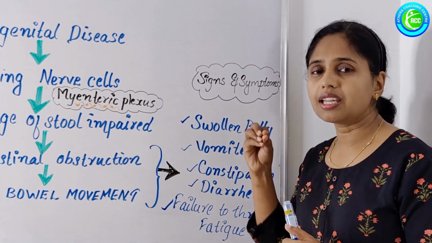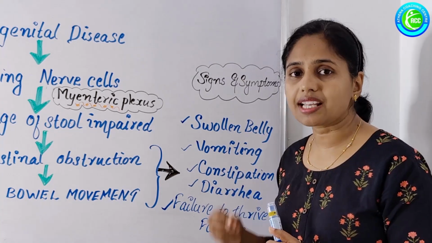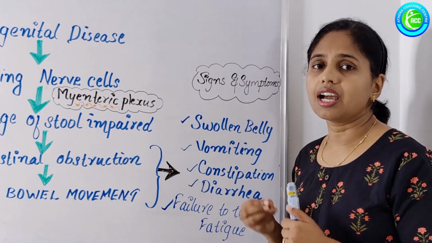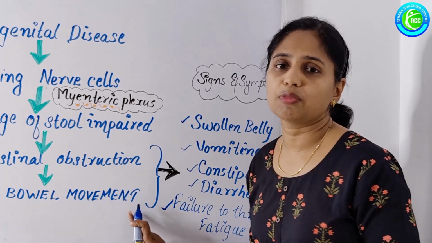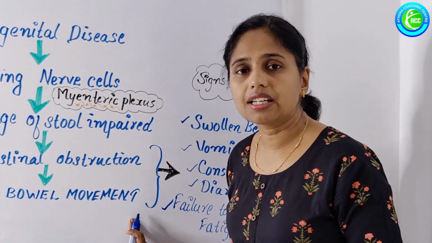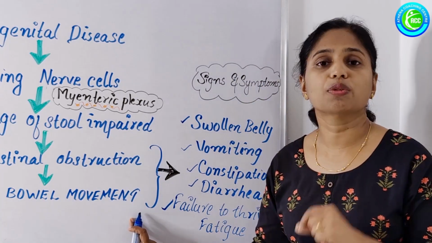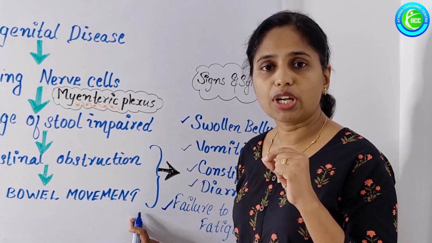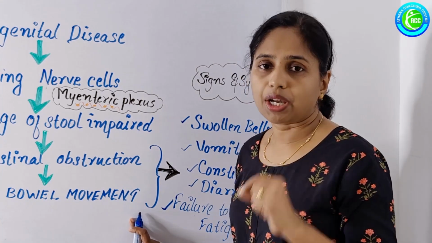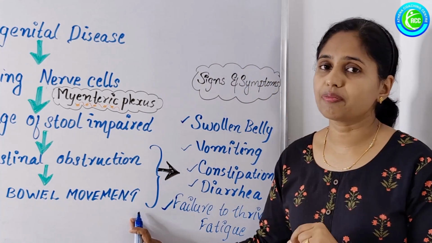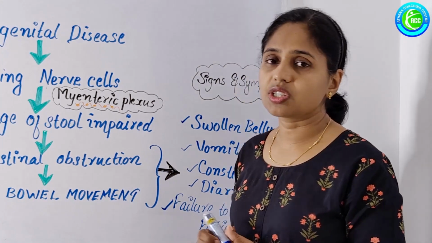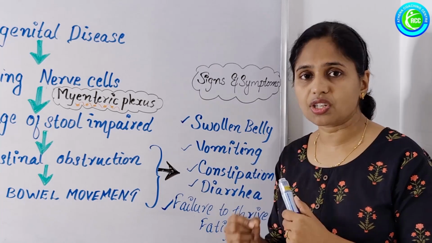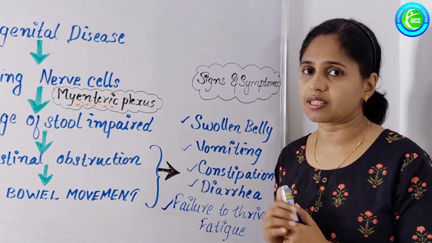But what is the initial sign that can be expected immediately after delivery of a newborn? That is no bowel movement. So immediately after delivery, when you assess, the child will not have meconium. That means absence of meconium or no bowel movement. That is considered the classical sign or initial sign of Hirschsprung's disease.